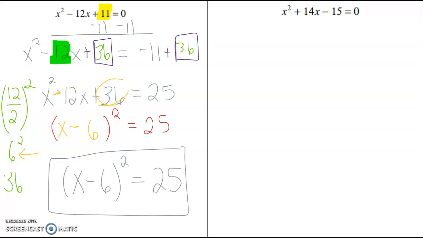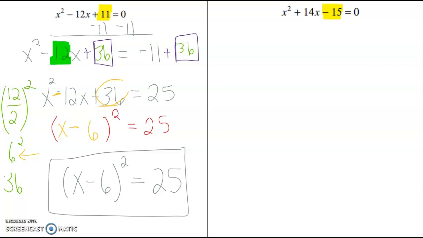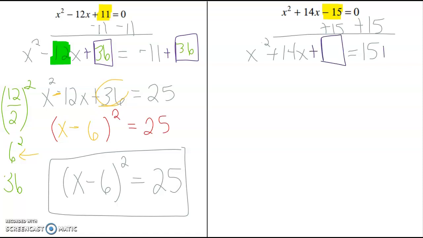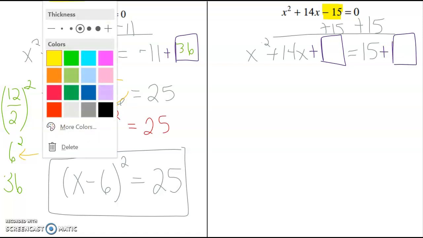But now we're going to look at another example. Just like last time, the first thing we need to do is move this constant value. And in order to move a minus 15, we are just going to add 15 to both sides. So I'm going to have x squared plus 14x. And on the right-hand side, I've got 15. And then again, we need to add something to both sides so we can complete that square. Let's figure out what goes in that square.